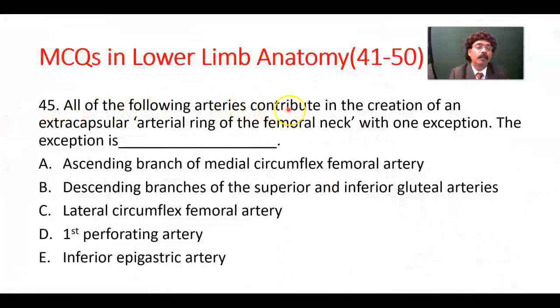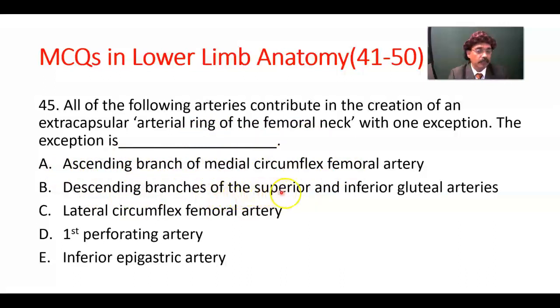All of the following arteries contribute in the creation of an extracapsular arterial ring of the femoral neck. From there, we get the retinacular branches that will supply the head of the femur. Okay, with one exception, which is not a part of the arterial ring. The exception is what? A. Ascending branch of the medial circumflex femoral artery.